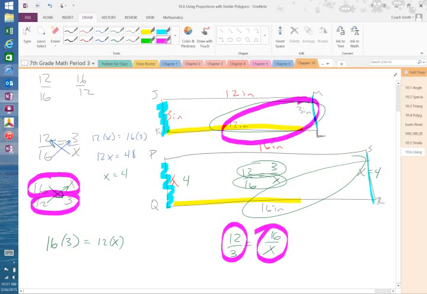The numbers actually work on this particular one, but you've got to set it up where you've got your large triangle, small triangle, large rectangle, small rectangle. Here we had the small rectangle, large rectangle. The two measurements have to be the same across. You don't do them on the same up and down.